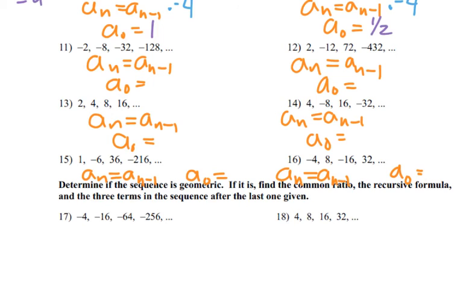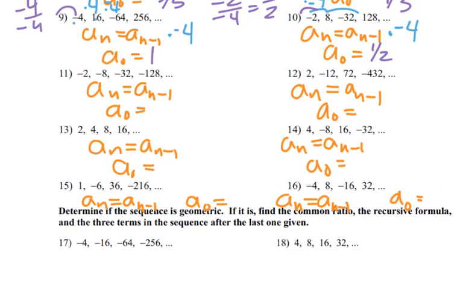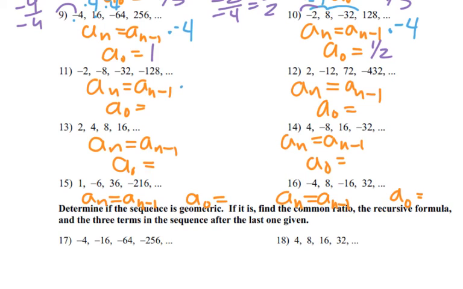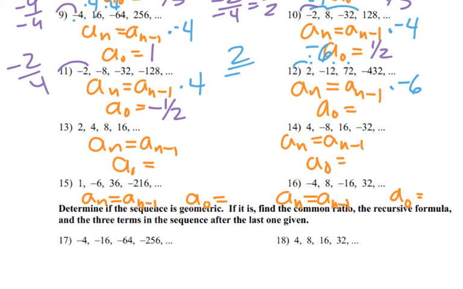Okay, 11, 2 to 8 to 32 to 128. That's like number 10. The only difference is it's going to be a positive 4 we're multiplying by. So going backwards, negative 2 divided by positive 4 gives us a negative 1/2. Okay, 12, 2 to 12 to 72, times them by a 6, positive to negative, means it's going to be a negative. Going backwards, 2 divided by negative 6 reduces to negative 1/3. You can use decimal equivalents if you want to for those starting numbers.